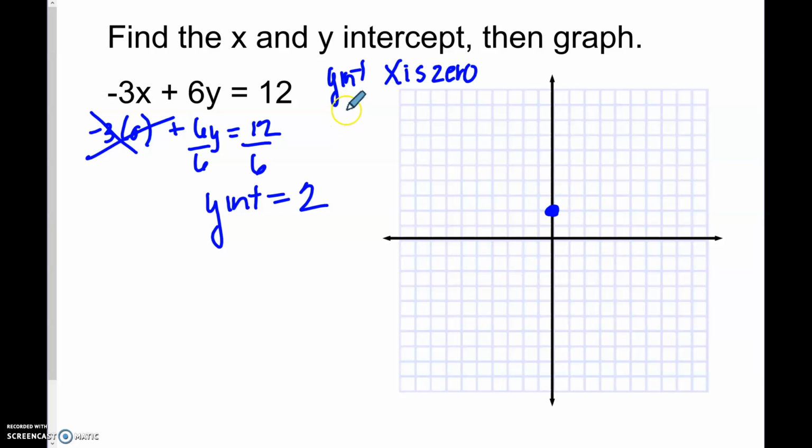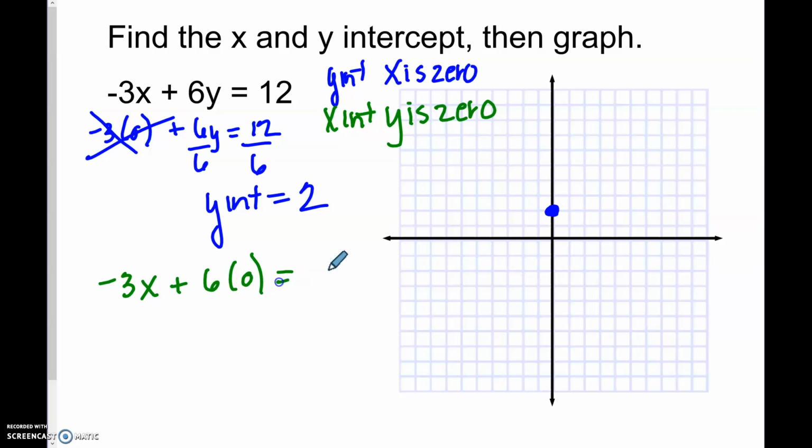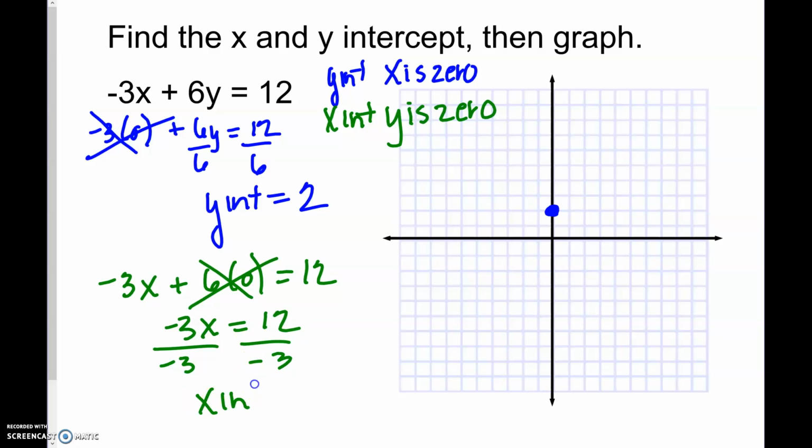Okay, now if you're going to find the x-intercept, y is 0. Okay, so we have -3x plus 6 times 0 equals 12. Okay, so these are going to cancel off, and I have -3x equals 12. Divide by -3, make sure you're paying attention to that negative sign. So the x-intercept is -4. So 1, 2, 3, 4, put a dot, and now we can connect them and remember to put arrows on the end.